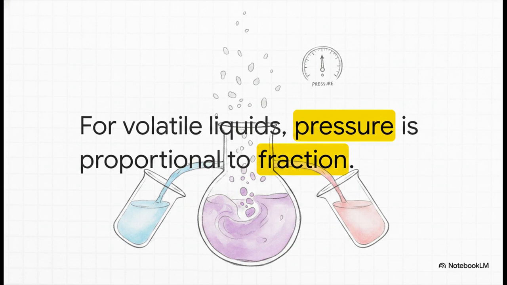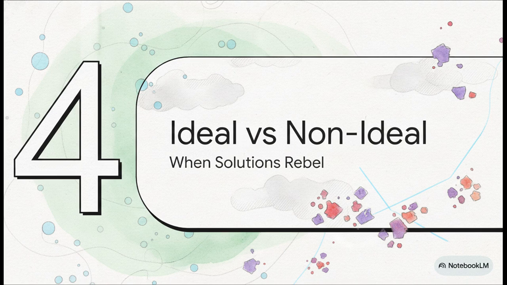It is this beautifully elegant equation that links the actual physical pressure of vapor escaping a liquid directly to the mathematical fraction of molecules present. You really want to lock this down, because this law is the absolute foundation for the rest of this chapter. Section 4. Ideal versus non-ideal solutions: when solutions rebel.